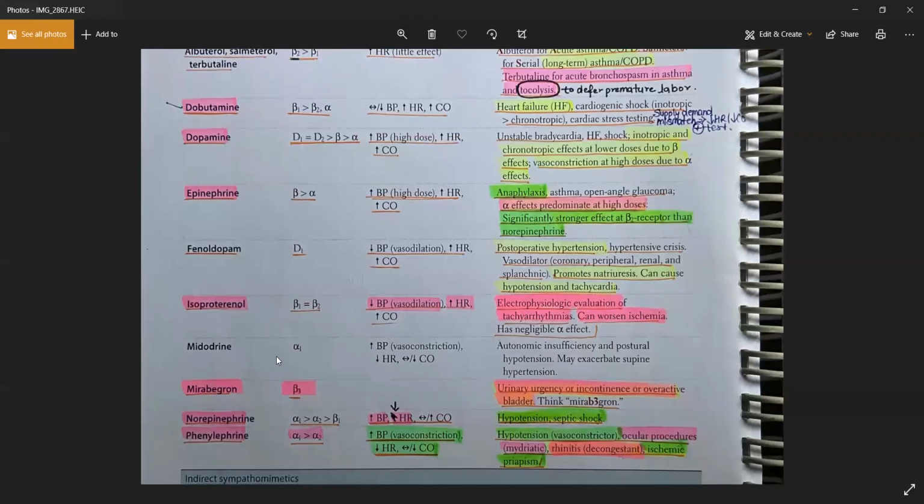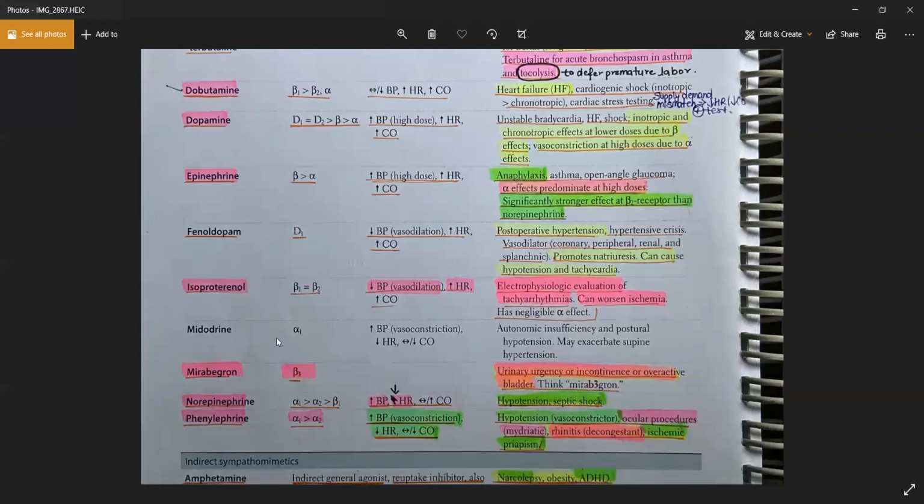Then come those agents which have a predominant alpha effect rather than beta effect. Okay, and this is norepinephrine. It has mostly an alpha 1 effect, then alpha 2, and finally the beta 1 effect only. Okay, so what you will get is vasoconstriction, that means a high BP, and because they have a predominant alpha effect, not beta, because of this high blood pressure and vasoconstriction, you will get reflex bradycardia or a loss of heart rate.